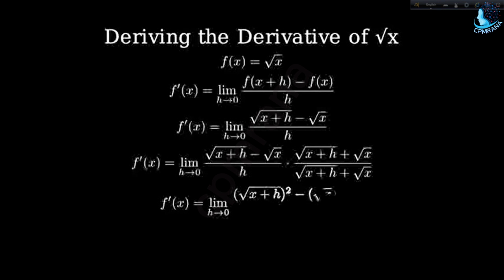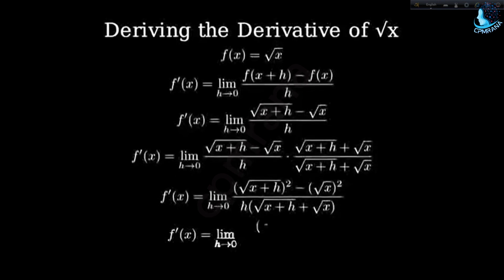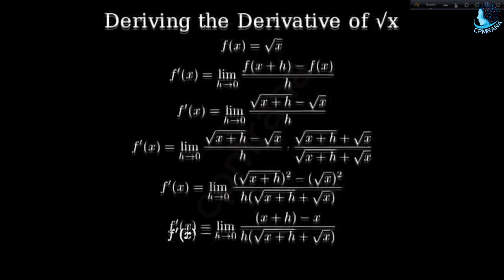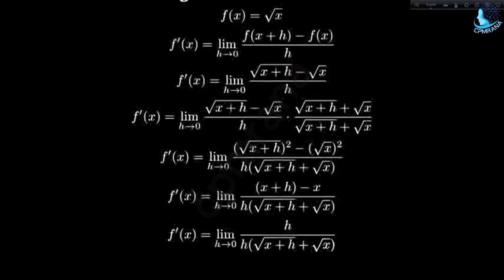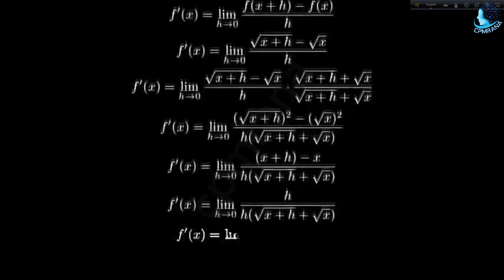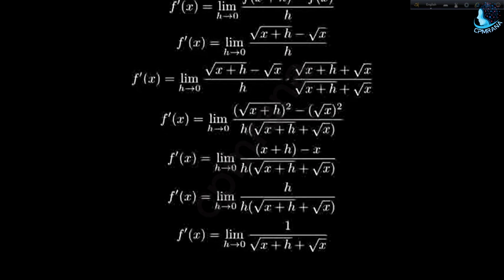In the numerator, we multiply square root of x plus h minus square root of x times square root of x plus h plus square root of x. This gives us x plus h minus x, which simplifies to just h. Now we can cancel the h in the numerator and denominator. This gives us 1 over square root of x plus h plus square root of x.